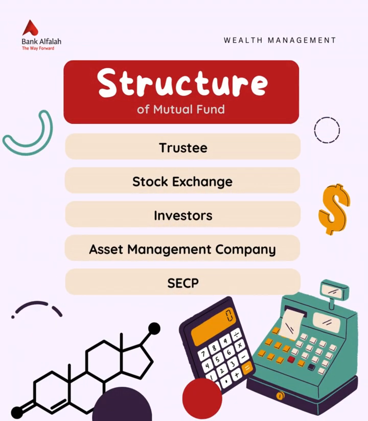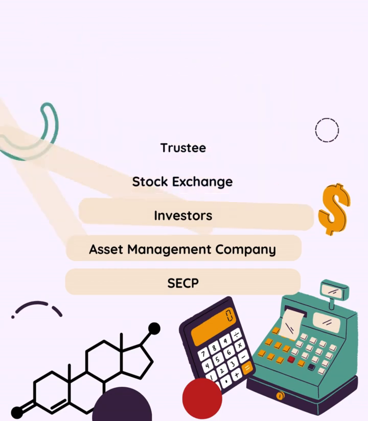Now we will look at the structure of mutual funds. There are 5 players involved. 1. Trustee, which is also called the custodian of the funds. Next is stock exchange. Third is investor, also called the unit holder. Fourth one is asset management company, which ensures that the fund manager takes the investment decisions within the defined investment policy of the mutual fund. Last one is SECP, who is the regulator of mutual fund industry.